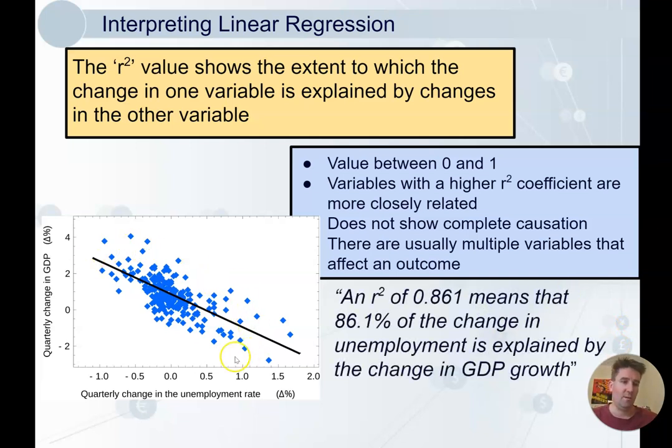So we've got a chart here. An R squared of 0.861 means that 86.1% of the change in unemployment is explained by the change in GDP growth, right? That does make sense, that there is a causation there. If people buy less stuff, we need less people to make it. So this is really the extent of what we could reasonably expect to see in the exam. There's nothing too tricky in there. We'll just do a little bit of practice in class.